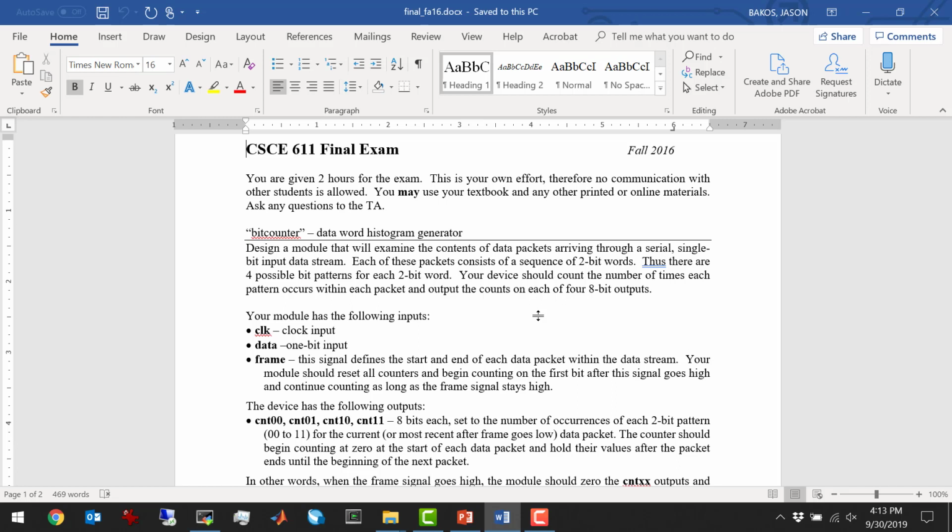You have a clock input and data, which is a 1-bit input, and there's a frame input that is asserted when you're receiving a packet, because the packet size is variable, so we need to know when we're getting a packet. And then the output, you have 4 8-bit outputs.